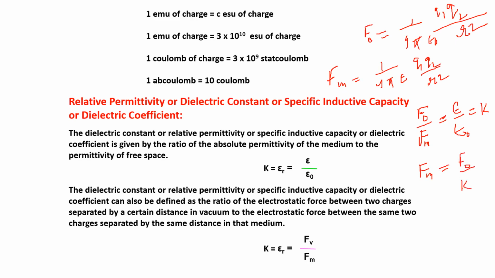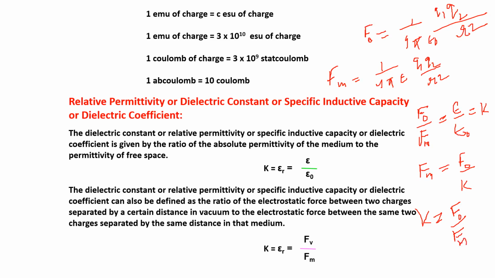So from here you can find the value of K equal to F naught by Fm. Here F naught is the force in air and Fm is the force in the medium. So you can also define dielectric constant as the ratio of the force between the two charges when they are placed in air to the force between the two charges when they are placed in a medium.